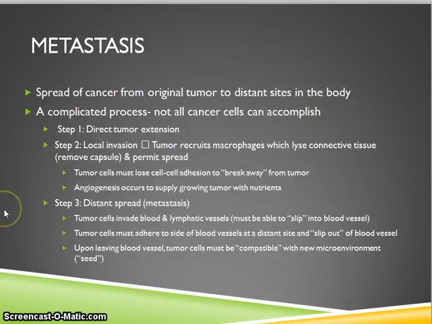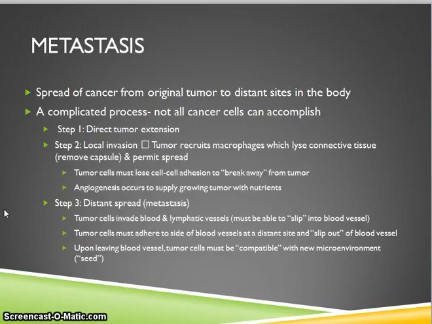So metastasis is the spread of cancer from our original tumor to distant sites in the body. This is a complicated process and not all cancer cells can accomplish this, right? But when it happens, it means our cancer is much more complicated, right? So you can do it by a couple of different steps, right? There's direct tumor extension. That's where the tumor is now not encapsulated. It's invading tissues or structures, has a blood supply surrounding it, right?